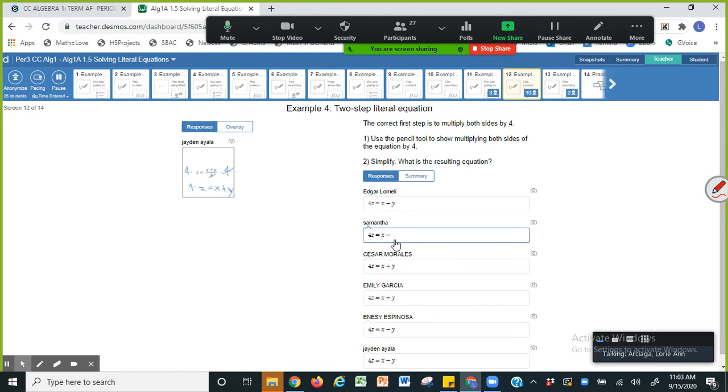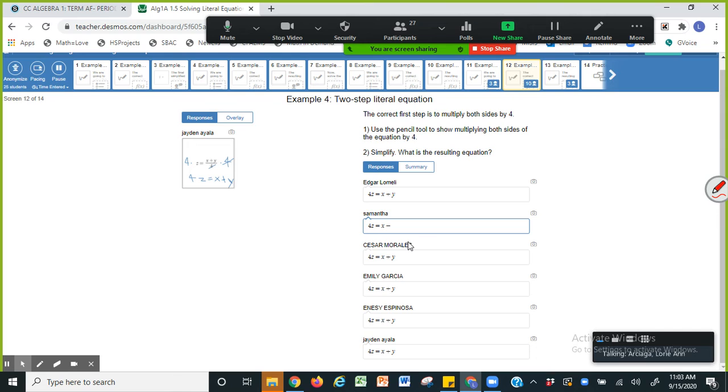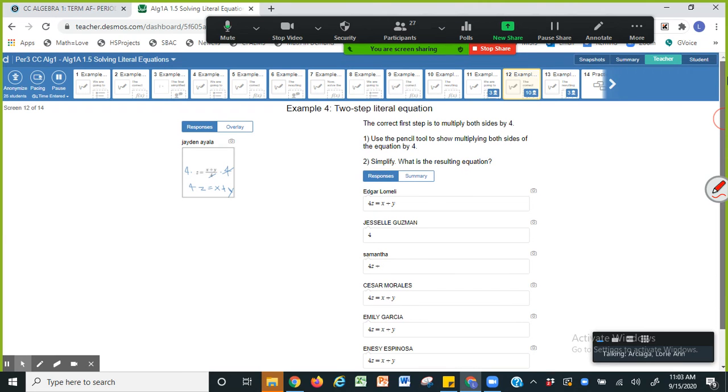Oh, Samantha, 4z is equal to x plus, honey, not minus. Yeah, plus. All right. Okay, if you have already written your answer, go ahead and move to number 13. I'll stay on 12. Go to 13 if you're done.